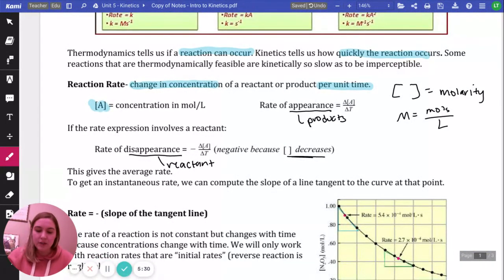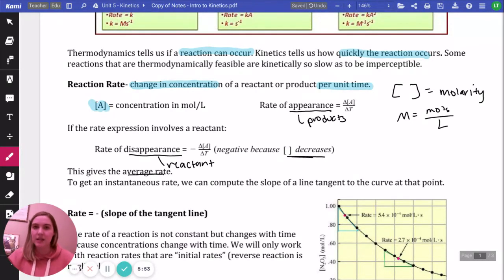Now then, whenever we do solve these, this does give us the average rate, and that will be the average rate over time. But our rate doesn't stay the same, because as you form more products, you have fewer reactants to react, so they're not going to react as quickly because there aren't as many reactants. So if we want to get an instantaneous rate, we actually have to use a graph.